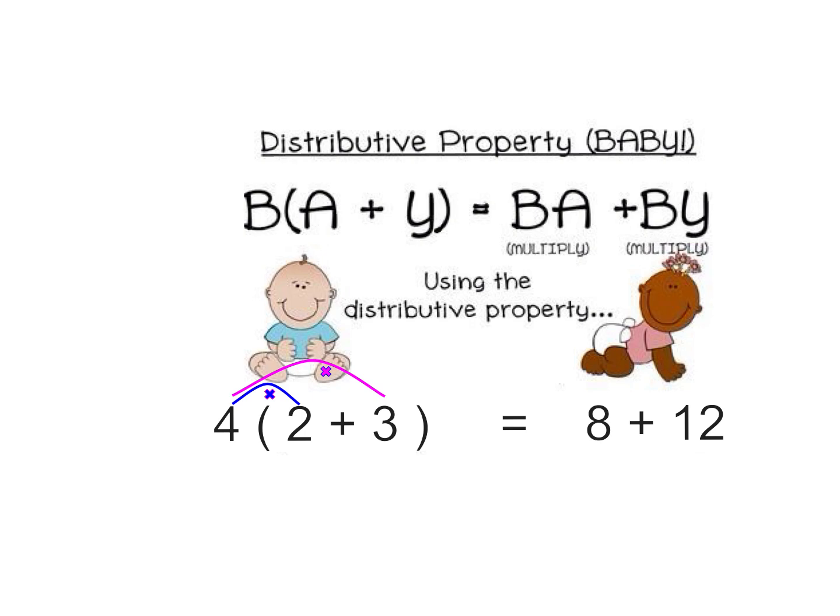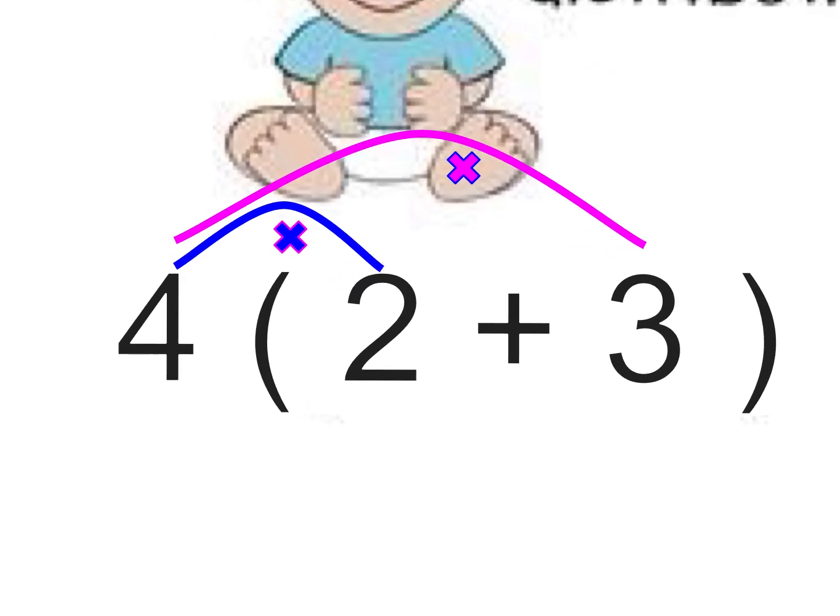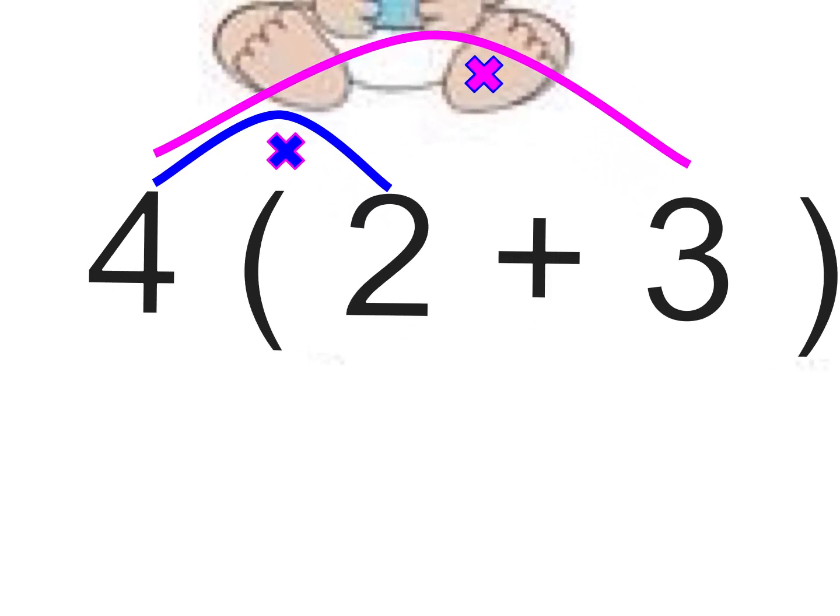Also with numbers, it's a little bit more kind of easy to understand in my opinion. We've got 4 being multiplied. Do you guys see the invisible multiplication symbol here? No. There is one there. You need mathematical glasses. There's an invisible multiplication symbol between the 4 and the parentheses.